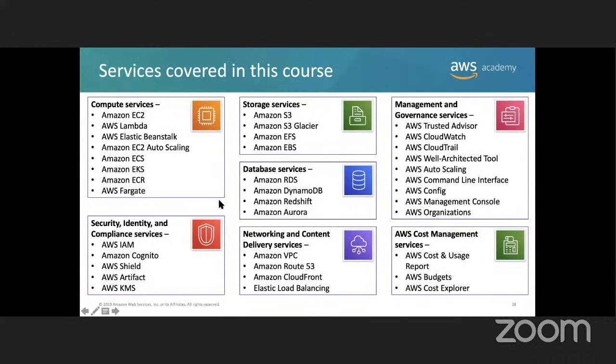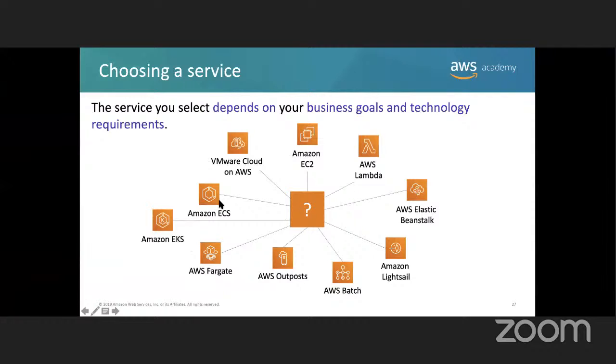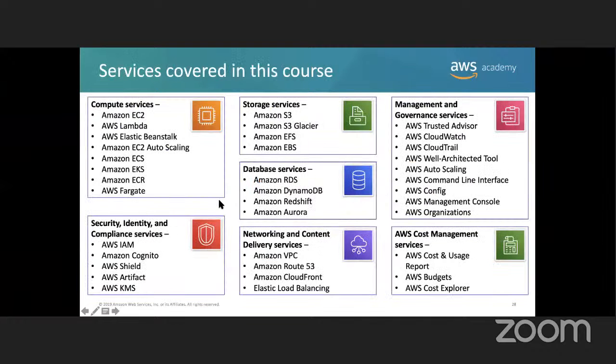Okay. So we continue. We have these services, and then we have the content in this course. We're going to cover all of them one by one. You know, we're going to speak about some more than the others. We have EC2 instances, Lambda, Elastic Beanstalk, Auto Scaling, ECS, EKS, ECR, Fargate, IAM, Cognito, Shield, Artifact, KMS, and all of these, we're going to talk about them one way or another.